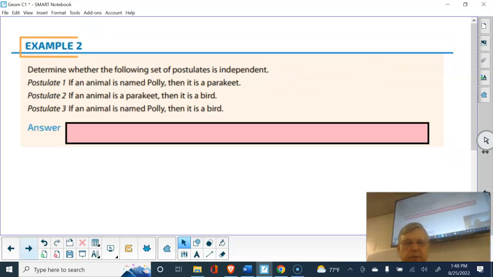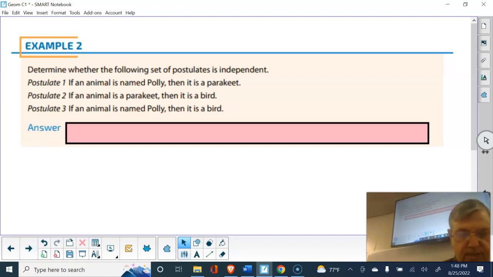Here's the second example. So now we're checking for independence. So remember, independent means one postulate can't be derived from the other. So let's look at the postulates. Postulate 1: if an animal is named Polly, then it's a parakeet. Whatever. Postulate 2: if an animal is a parakeet, it's a bird. Postulate 3: if an animal is named Polly, then it's a bird. So the question is, are all 3 of them independent?